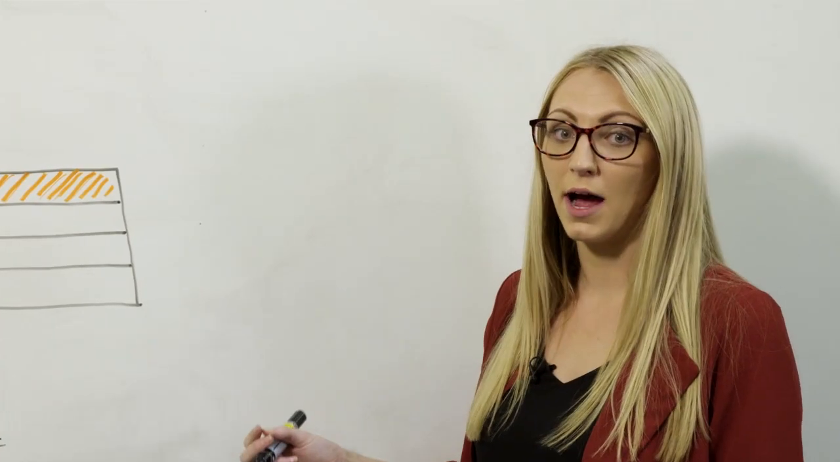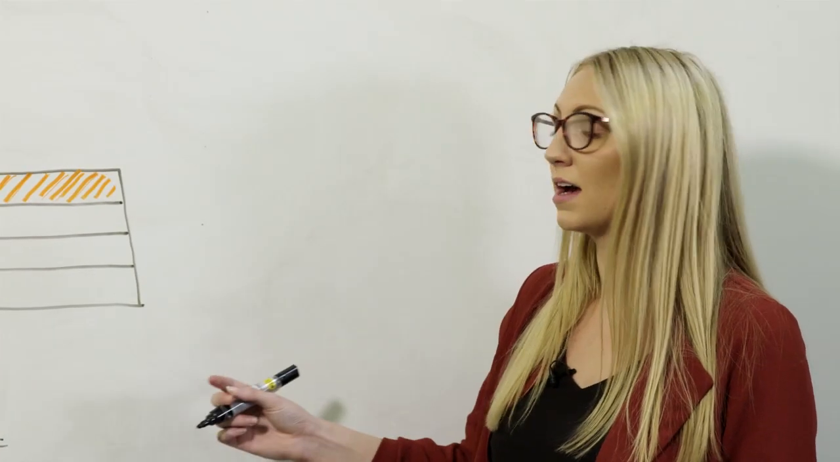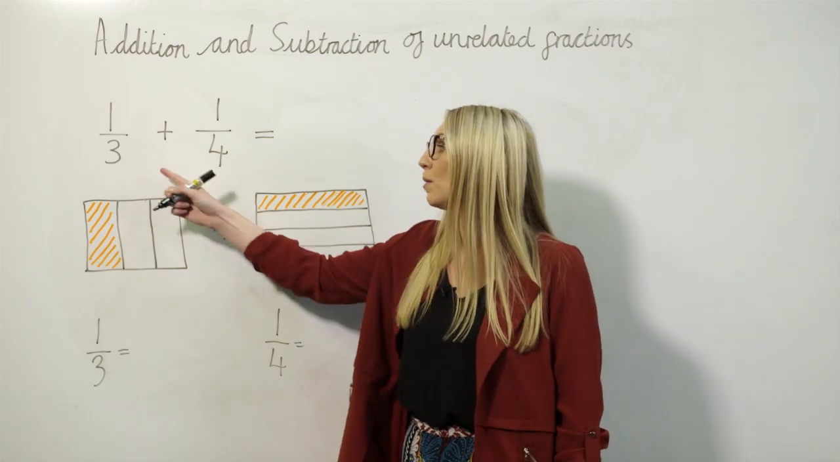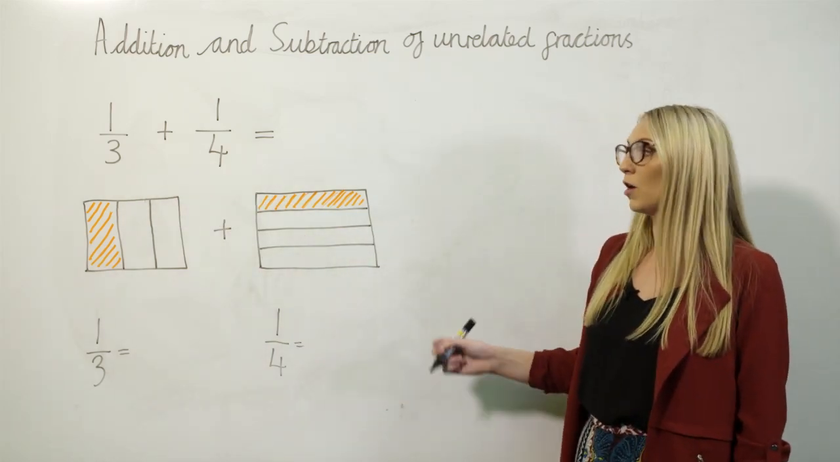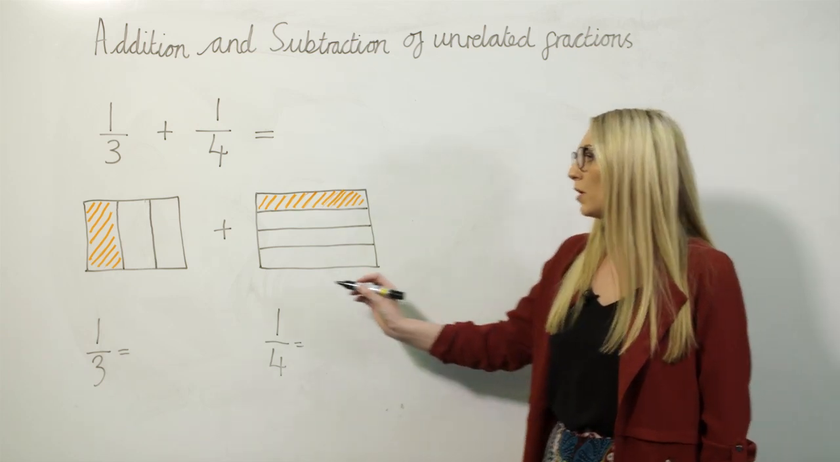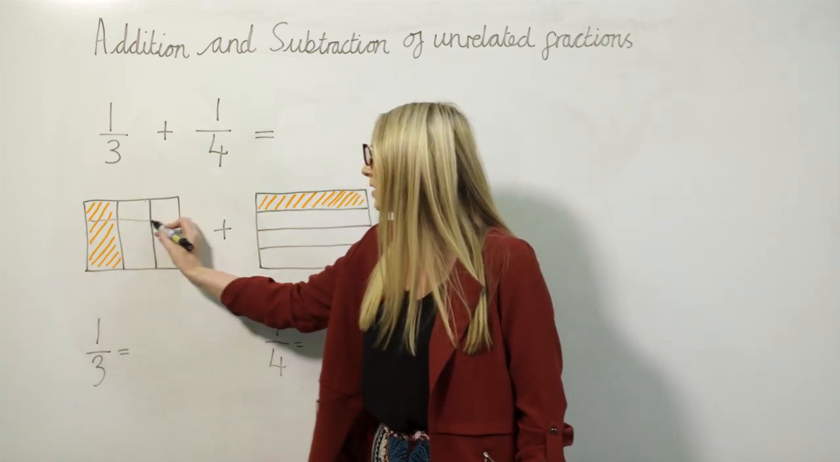So to add the two I need to make them have the same denominator, and to do that I need to find a common multiple of both 3 and 4. So a common multiple of both of them is 12. I'm going to divide each of my bar models into 12.